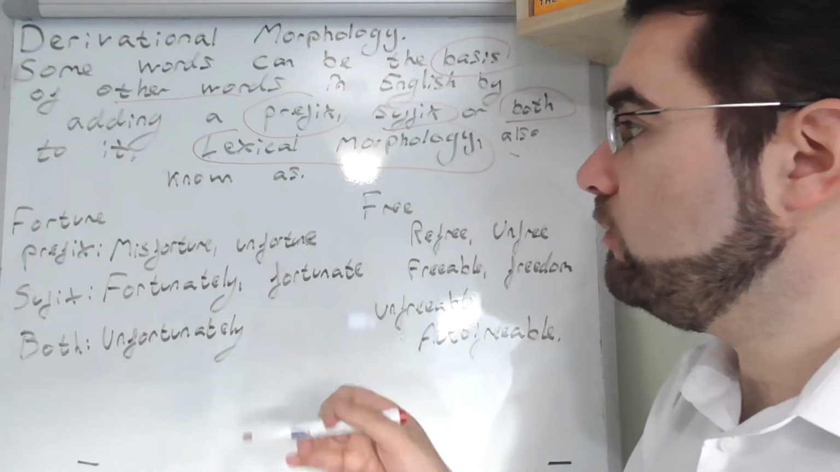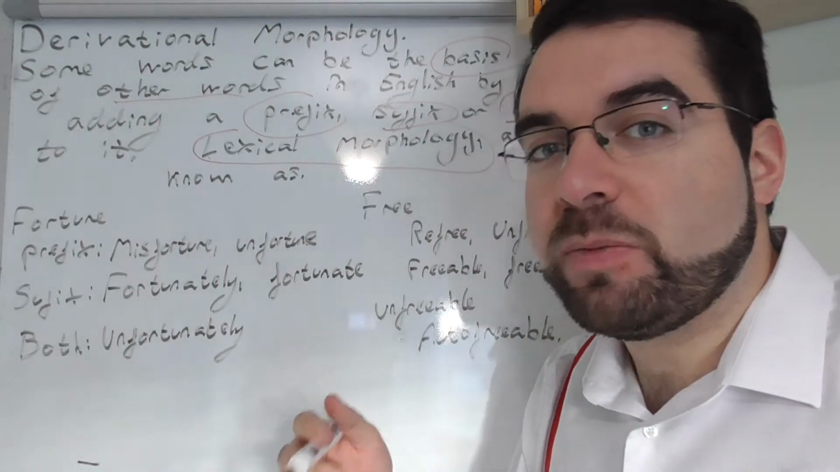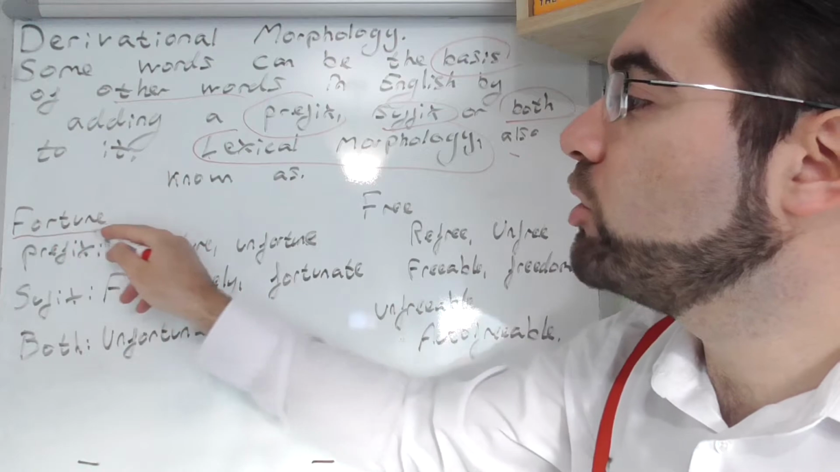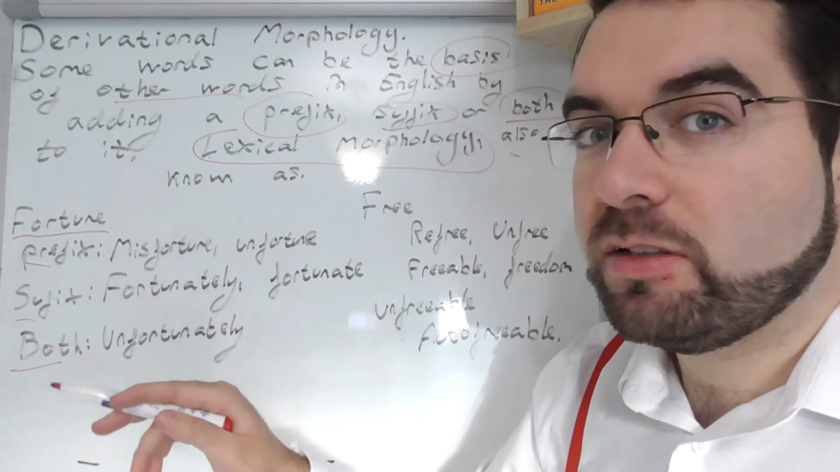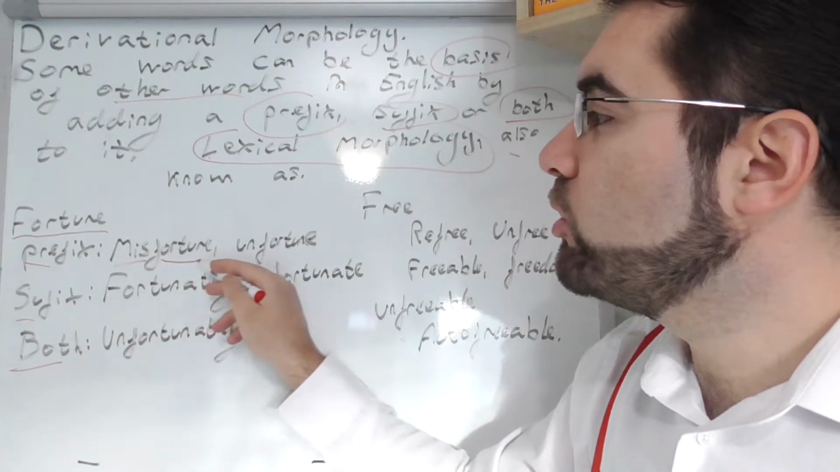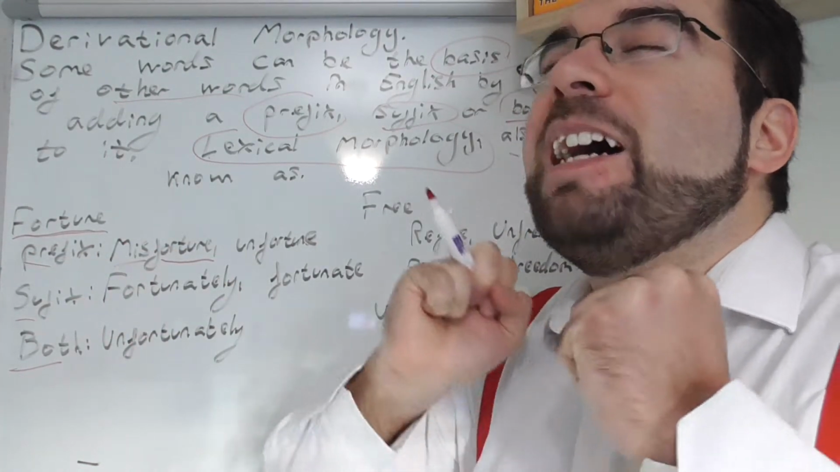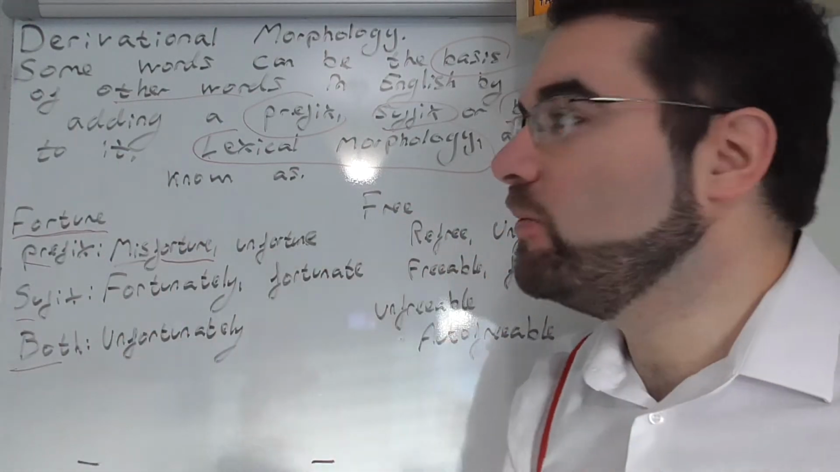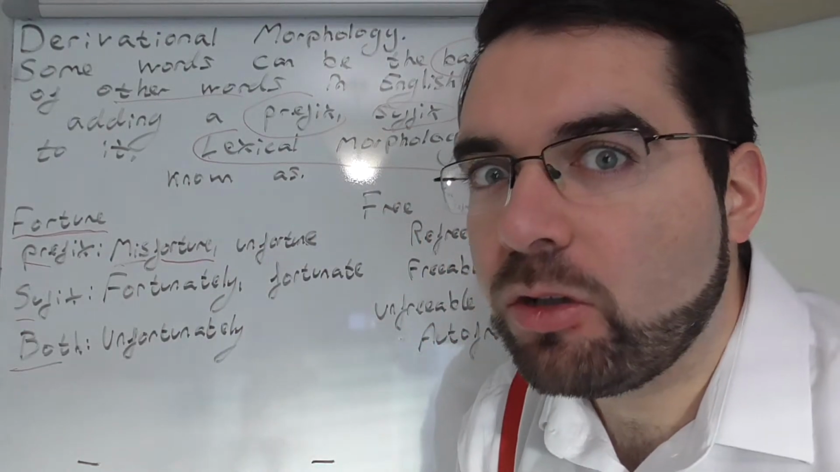So other words can be derived from other words by changing or adding a prefix. So let's look at the word fortunate. Prefix, suffix, both. Fortunate. The misfortune. Well, no, fortune. To be lucky about something, to be wealthy in something. The misfortune. Oh, the bad luck.